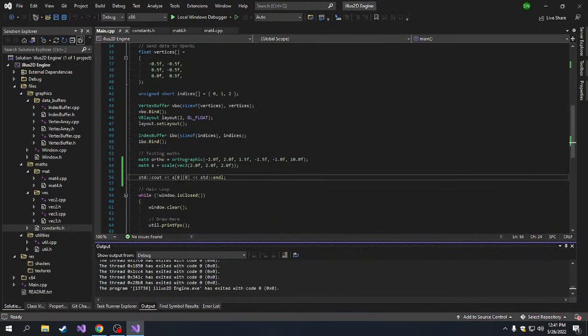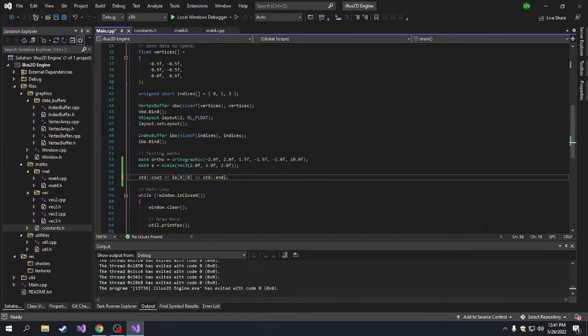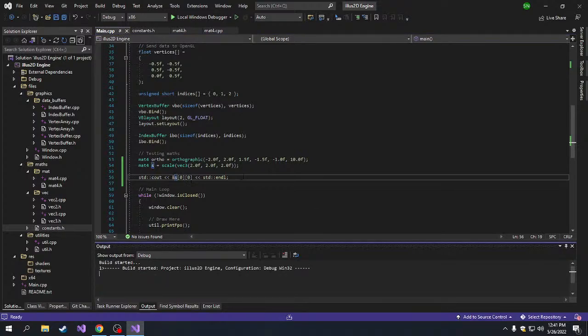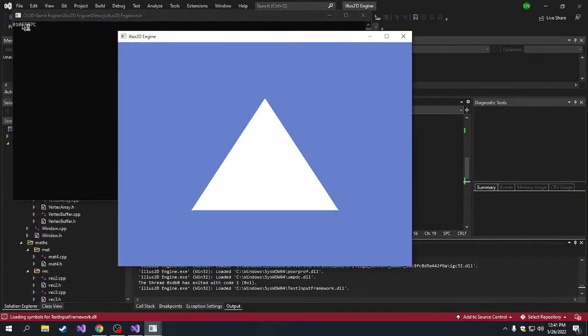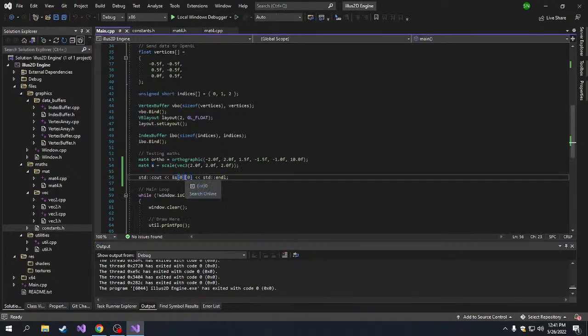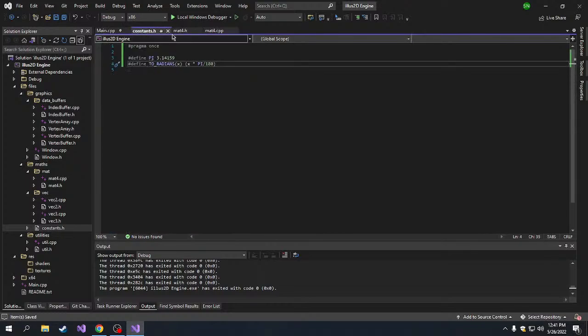Cool. And I can also do this. So bam, I can do that. It's going to give me the address to that too. Just look at it, it was absolutely essential. It's actually essential for sending the matrix data to OpenGL.